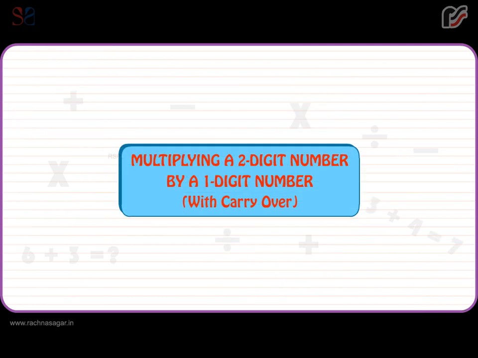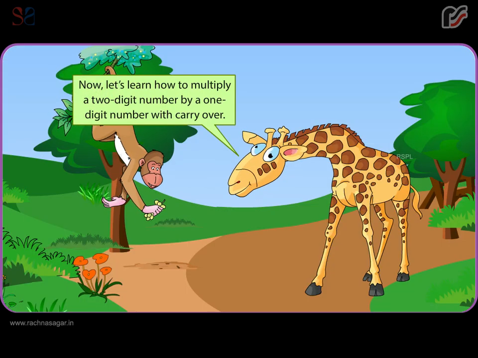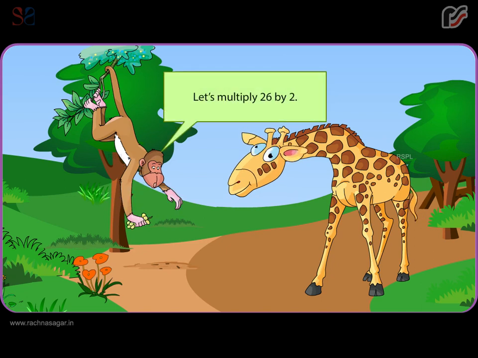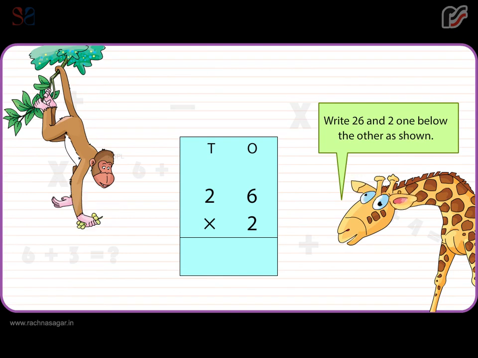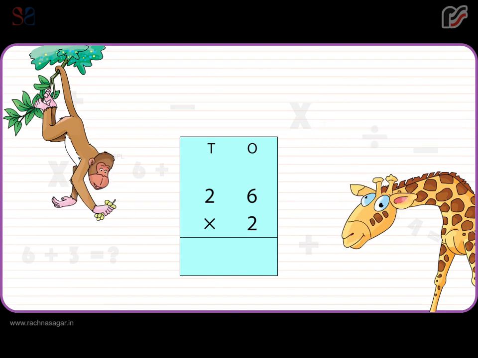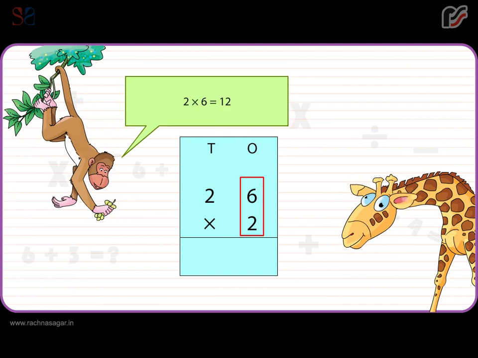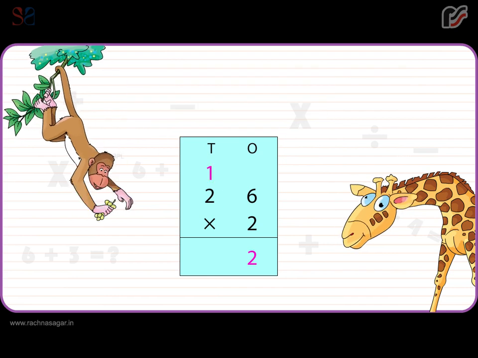Multiplying a 2-digit number by a 1-digit number with carry over. Now, let's learn how to multiply a 2-digit number by a 1-digit number with carryover. Let's multiply 26 by 2. Write 26 and 2, one below the other as shown. First multiply 2 by 6 ones. 2 into 6 is equal to 12. Write 2 under ones column and carry 1 to the tens column.